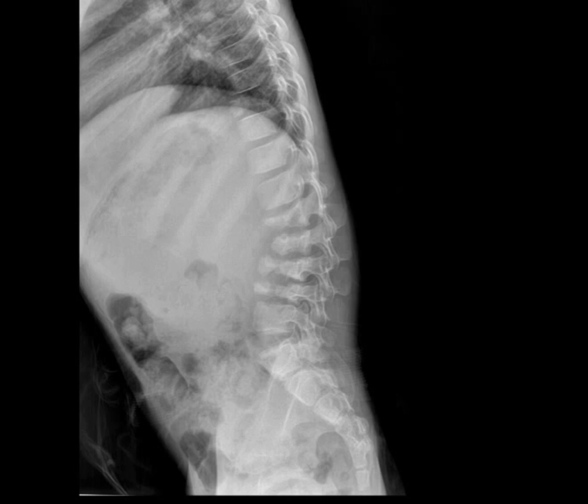From L1 to L4, showing decreased height. H-shaped vertebra. So we have loss of height of multiple lumbar vertebrae with H-shaped vertebra. Your differential diagnosis of H-shaped vertebra?